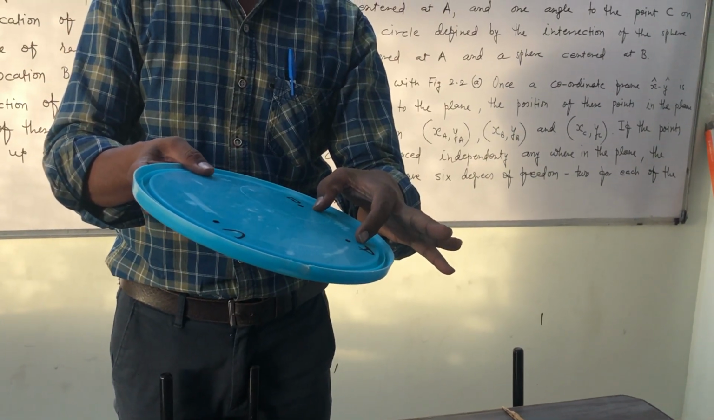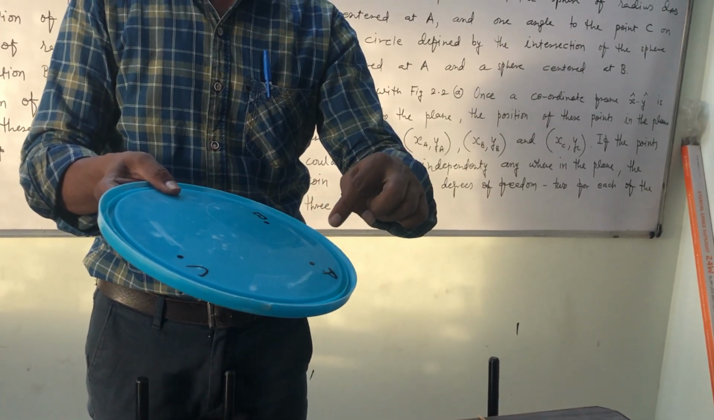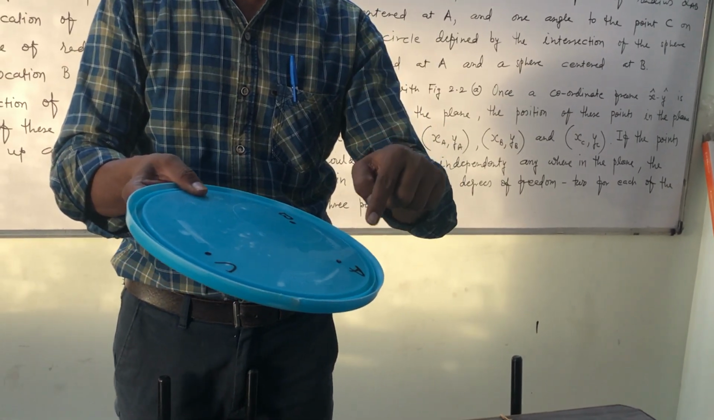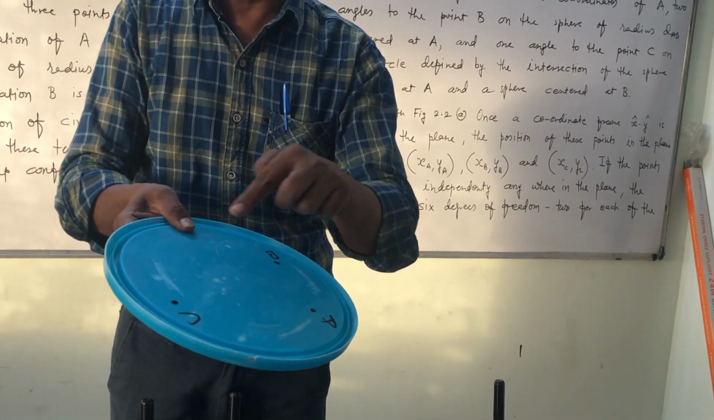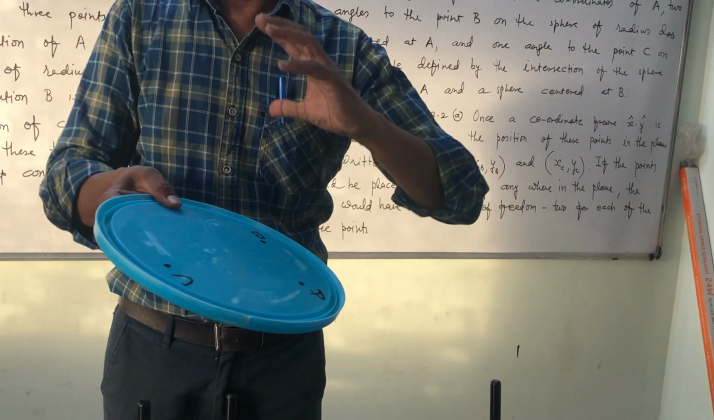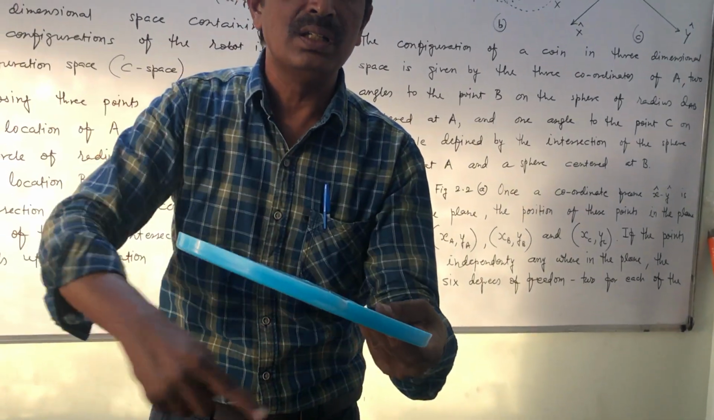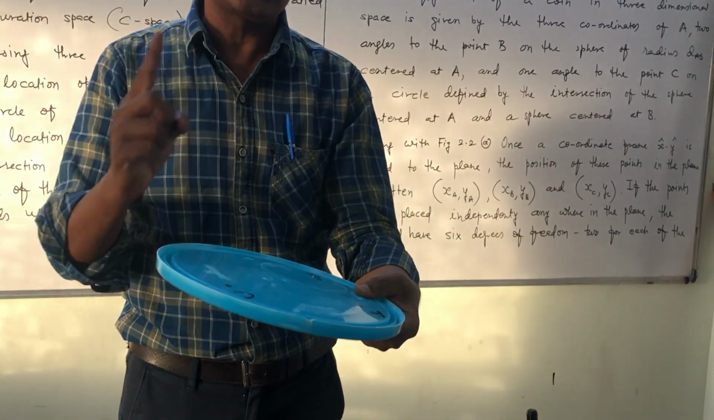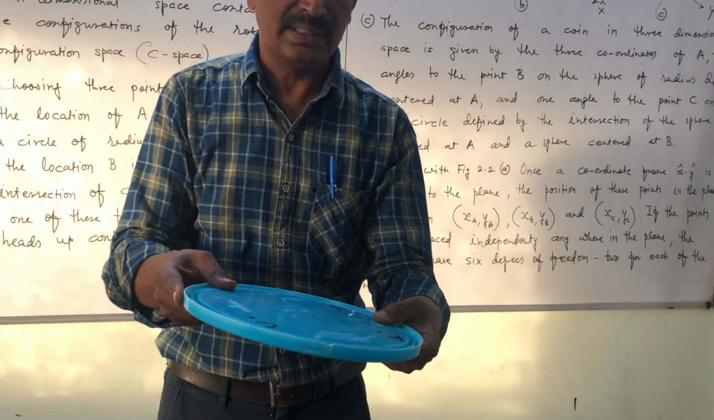After fixing B, the third point C must lie on the intersection of two spheres having radius DAC centered at A and having radius DBC centered at B. And intersection of two spherical surfaces is a circle. So we know that on a circle we can fix a point by just angle theta, parametrizing angle theta.